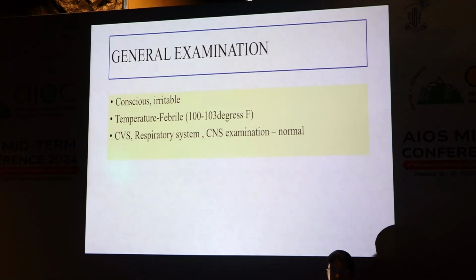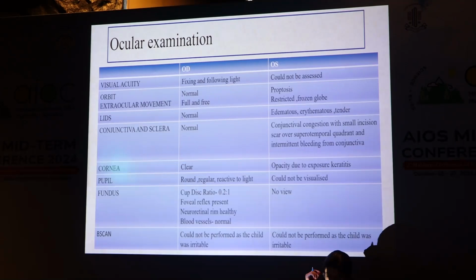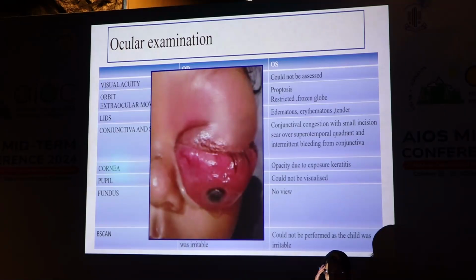On general examination, patient was conscious but irritable, febrile. Systemic examination was normal. So on ocular examination of right eye, it was normal. On examination of left eye, she had proptosis with frozen globe, erythematous and tender eyelids. There was conjunctival congestion with a small incision scar over superotemporal quadrant from previous incisional biopsy.